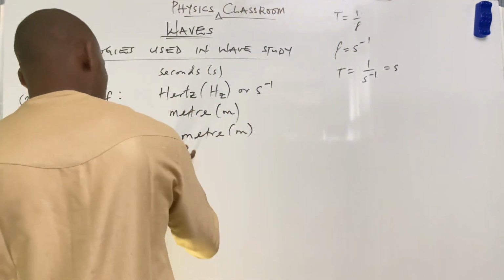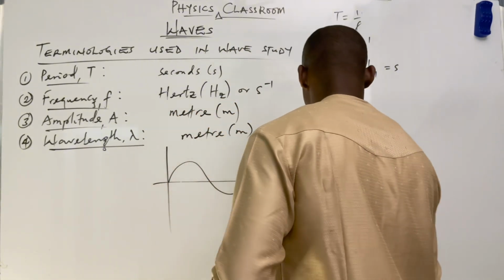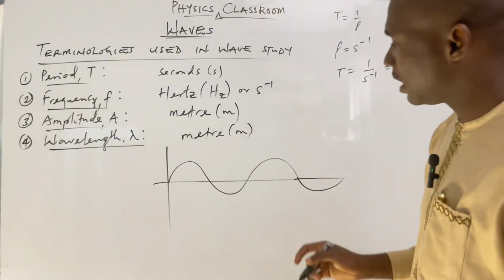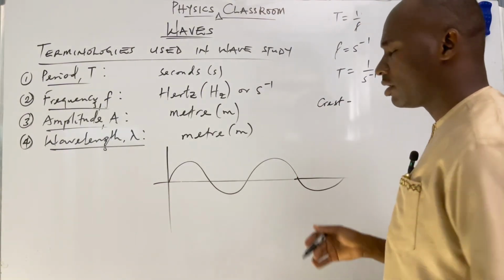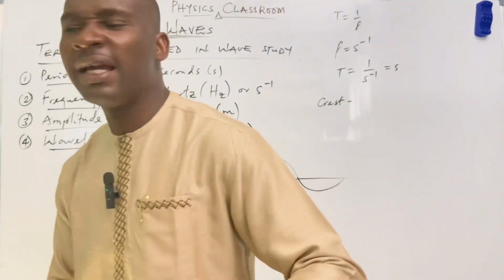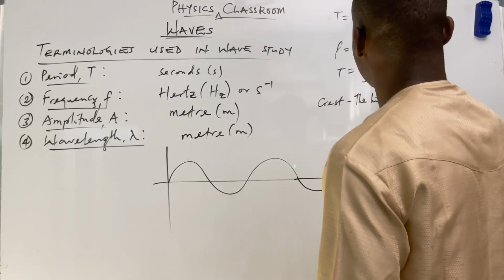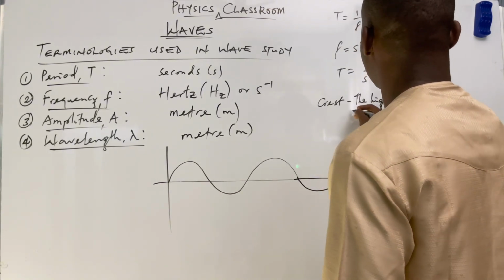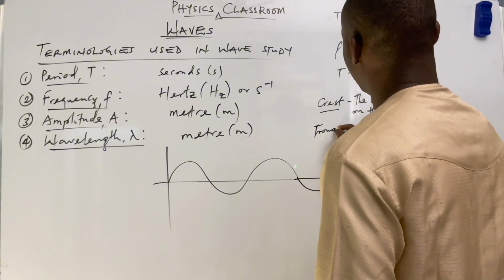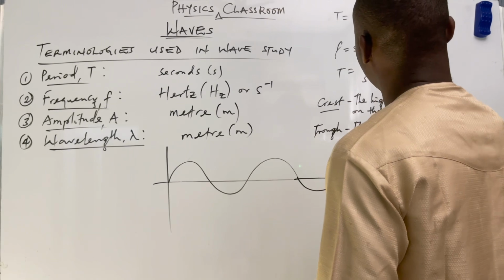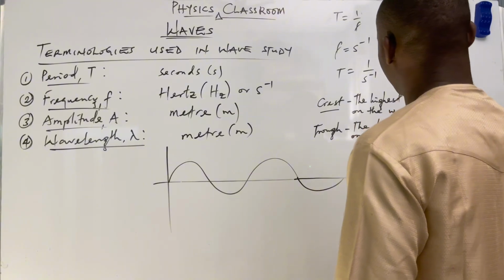Let me use a diagram to explain, so that it will be complete. Let's have it like this. So now, a crest. How do we define crest? I can say a crest is the highest point on the wave. Please take note. What about trough? A trough is the lowest point on the wave. Please take note of this.